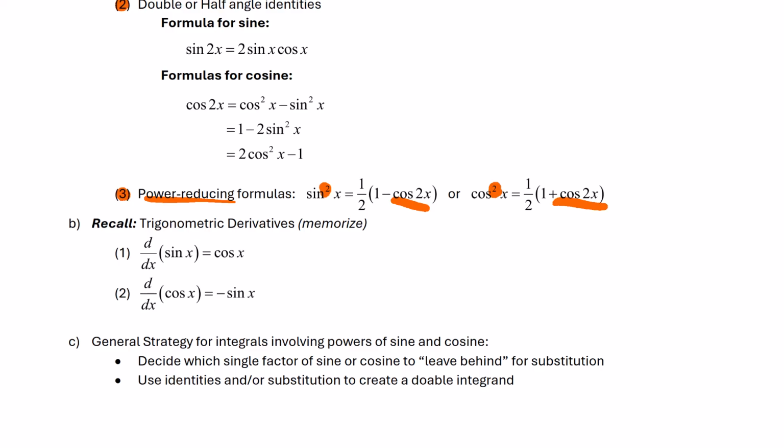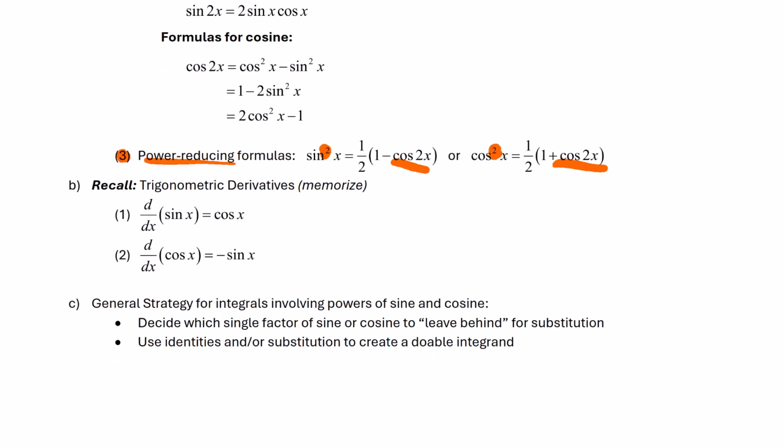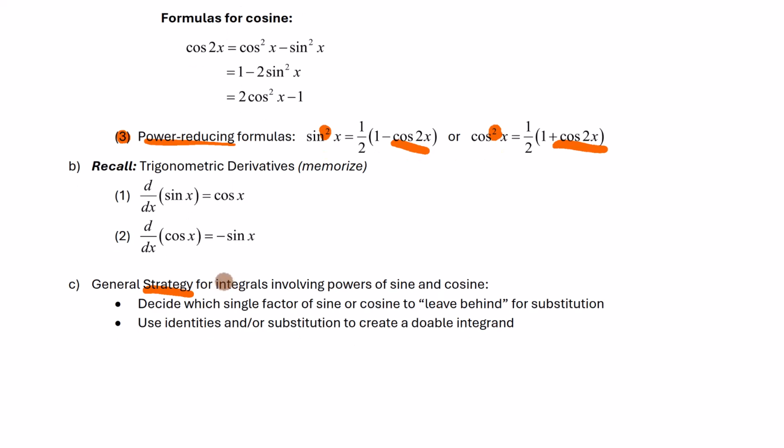Next, let's recall, or I guess not recall, but now introduce a general strategy for integrals involving powers of sine and cosine, which is what we're doing in this topic. Now, these strategies are just kind of bullet points that we'll be using in no particular order. We want to, of course, do some examples shortly that help us use and practice them, but they are as follows. We want to decide which single factor of sine or cosine to leave behind for substitution. Now, there's some vague language in this that I think will come clear when we do some examples, but once you see those examples, I think this language will make more sense and why it is actually helpful.